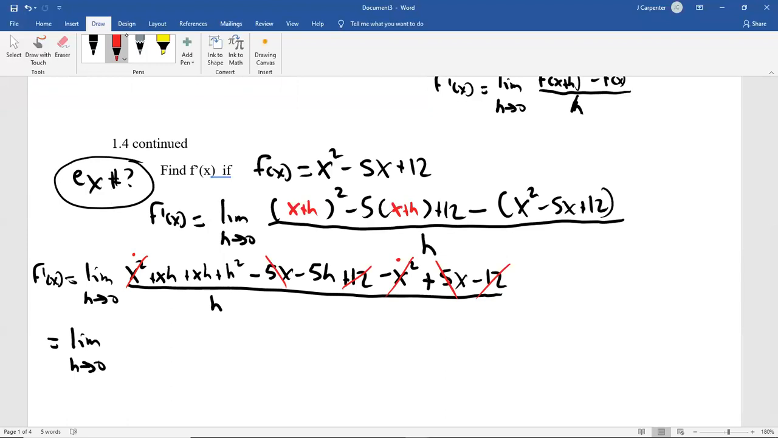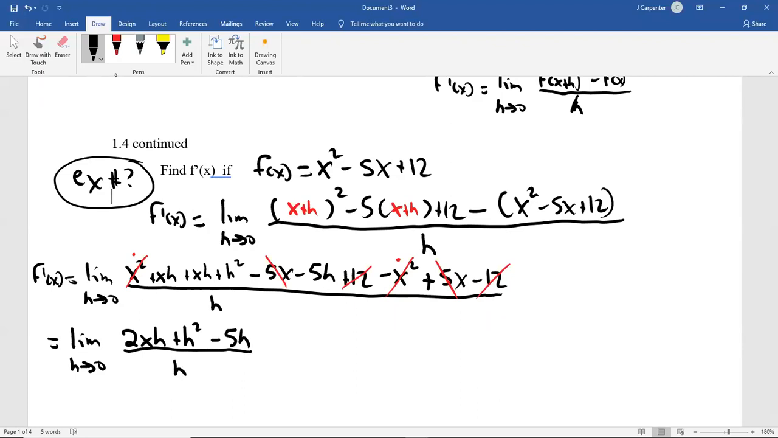The only things we're left with are the terms that have h's. This is pretty common. So we got the xh plus the xh. There's 2 of them, so that's why it's 2xh. Then plus the h squared. Then there's this minus 5h kind of in the middle of everything. And then that's all going to be divided by the h.